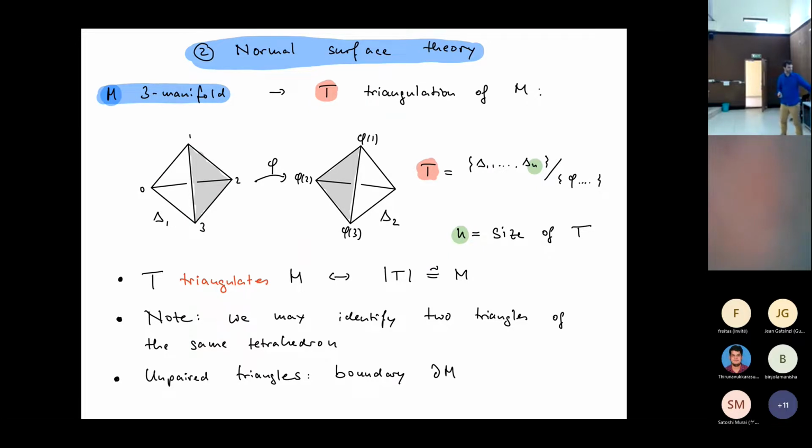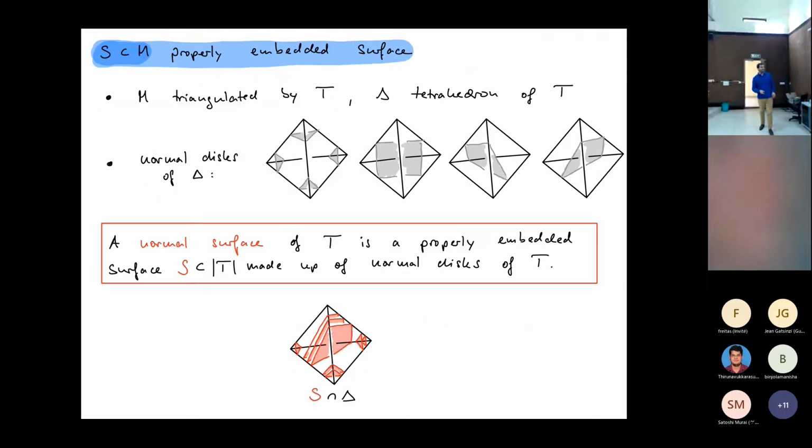So we can identify two triangles of the same tetrahedron, right? And the unpaired triangles give you the boundary of it. So that's the same, right? Okay, so what can we do? We can describe surfaces. A surface is somehow embedded in our 3-manifold. We say it's properly embedded, meaning that if it has boundary, the boundary must be on the boundary of the manifold. And we want to embed them in a certain way we call normal.